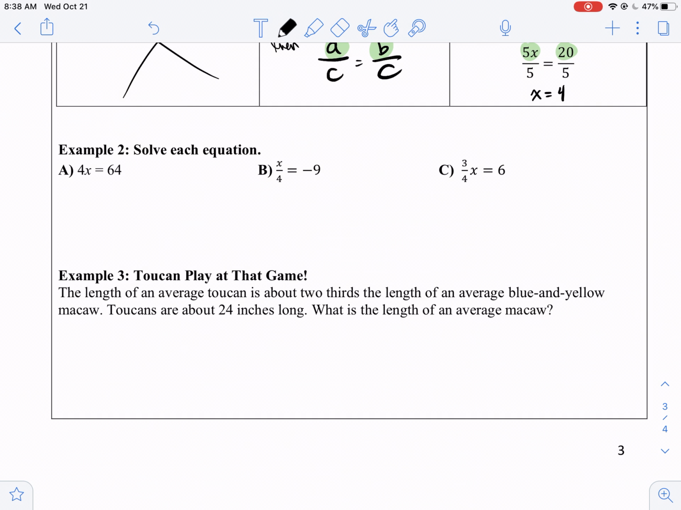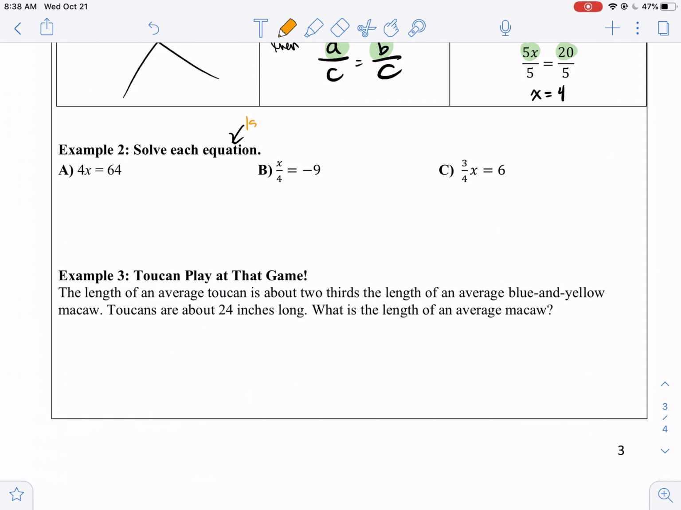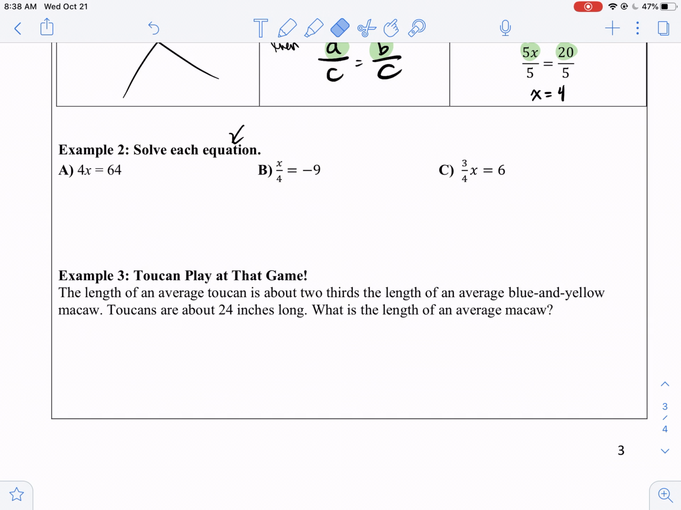So let's put this into practice. Remember, what is our goal to solving an equation? We want to isolate the variable.